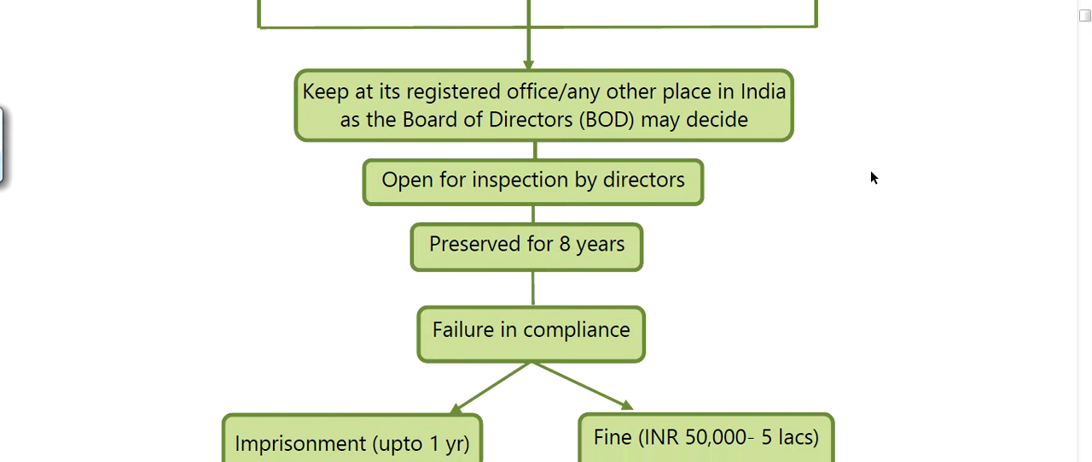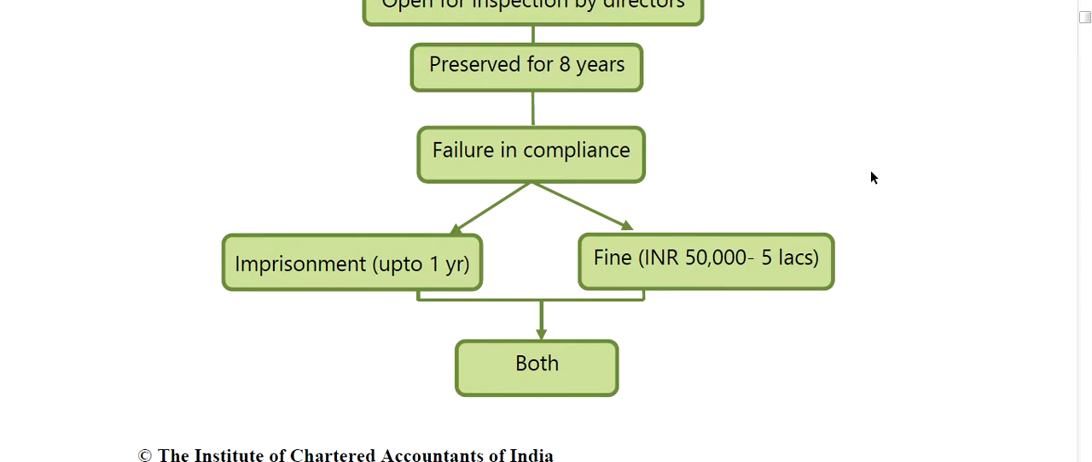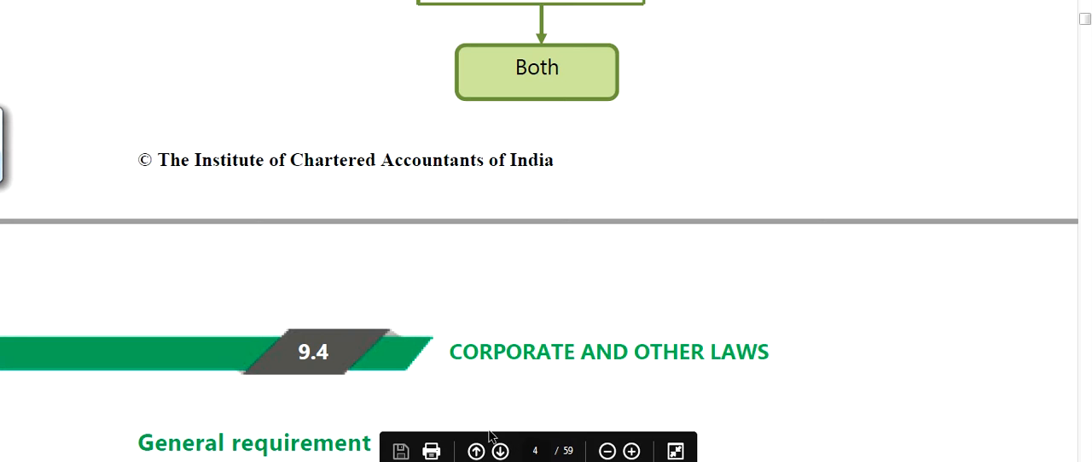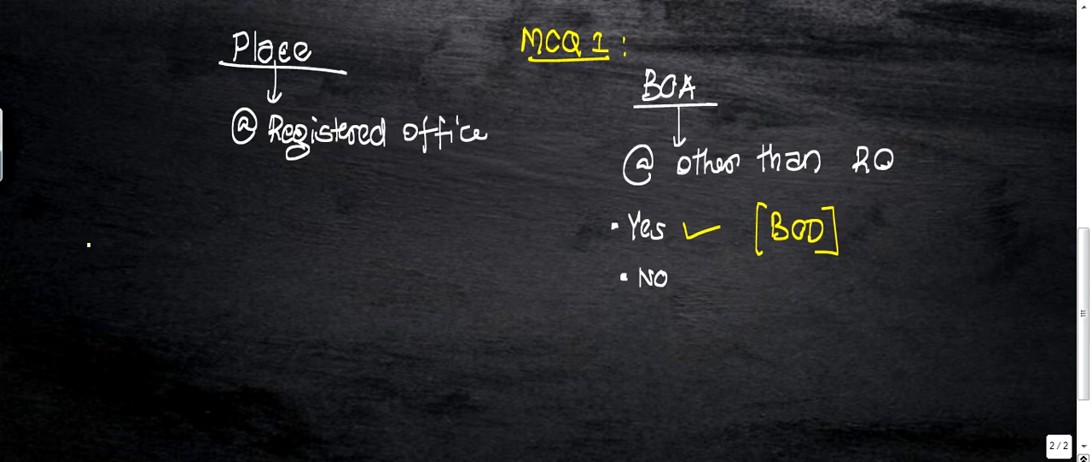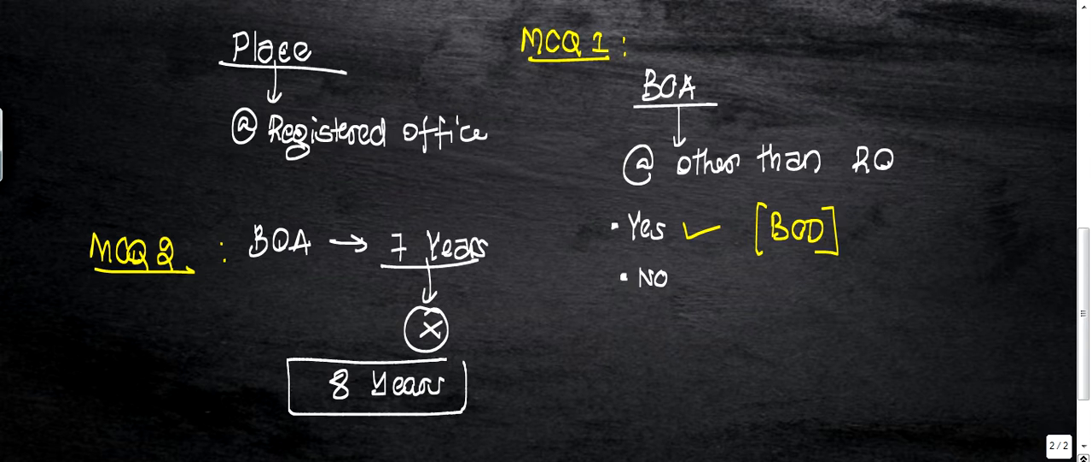Open for inspection by the directors. So it is open for directors to inspect. Preserved for 8 years. For failure in compliance, there is jail of up to 1 year, maximum 1 year, or fine of 50,000 to 5 lakh on whoever is responsible for the default, or both. There is another probable MCQ: books of accounts should be preserved for 7 years. Answer is no. For 8 years they should be preserved.